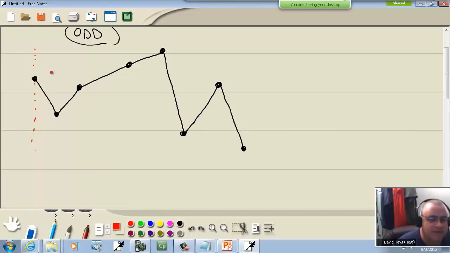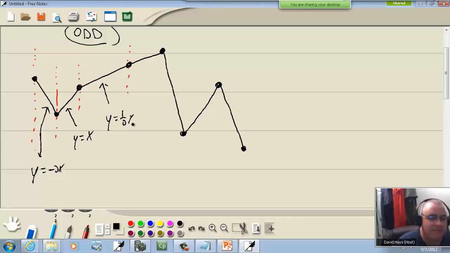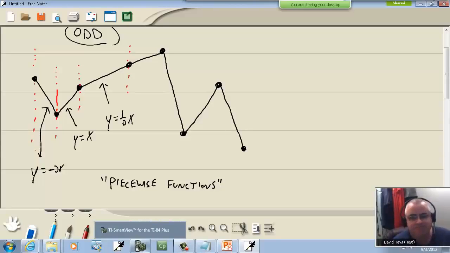is we can break these into pieces like this. Now by breaking it into pieces, I can get a model for this piece right here. Maybe this is y is equal to negative 2x. I don't know. Maybe this piece right here is y is equal to x. Maybe this piece right here is y is equal to 1/2 x. So by breaking it into pieces, then we can model it. That's a concept of piecewise functions. We can never get something to completely model our data, but we can break it into pieces, and we can.